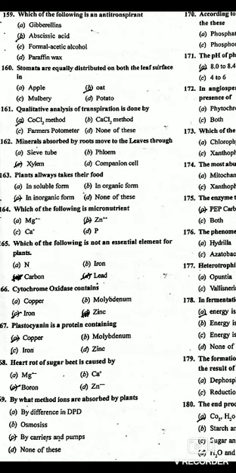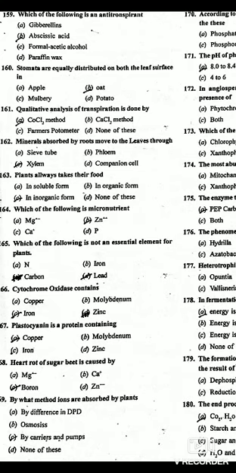163, plants always take their food in option C, inorganic form. 164, which of the following is a micronutrient? Option B, zinc. 165, which of the following is not an essential element for plants? Lead, option D. 166, cytochrome oxidase contains option C, iron. 167, plastocyanin is a protein containing option A, copper. 168, heart rot of sugar beet is caused by option C, boron.